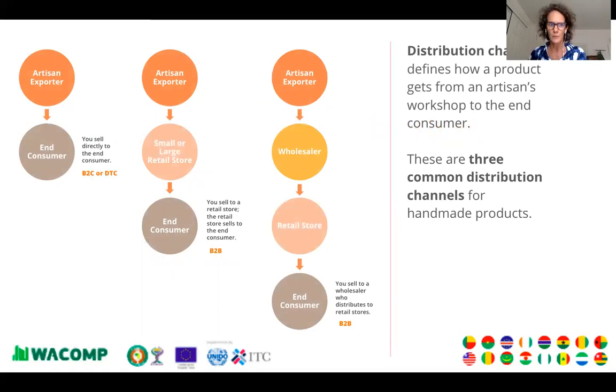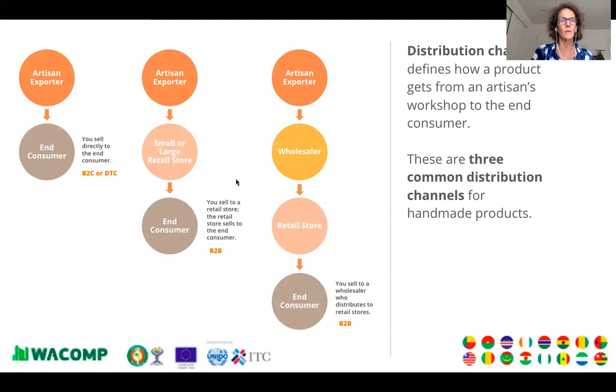Now let's talk about distribution channels as it relates to your target customer. A distribution channel defines how a product gets from a fashion workshop to the end consumer. There are 3 common distribution channels for handmade products, whether it's apparel, home, or gift. These distribution channels exist both in domestic as well as export markets.